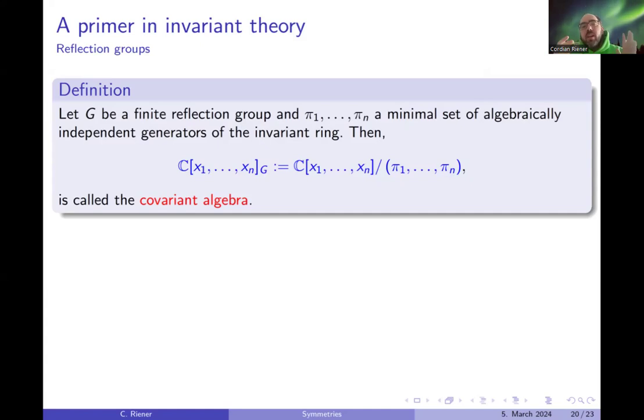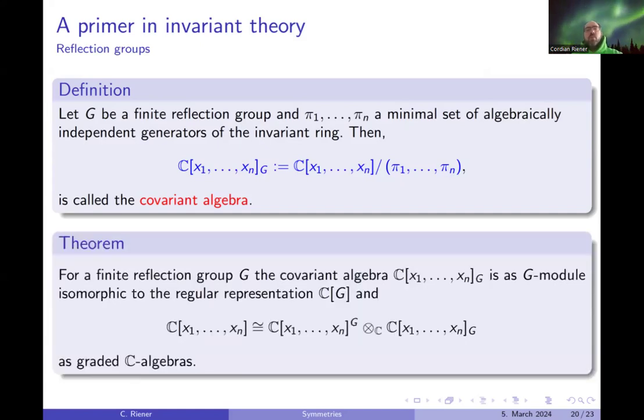I get an algebra, and this algebra is called the co-invariant algebra. And there's another theorem that we will use on Thursday, so this is why I will just briefly mention it, but we will come back on Thursday. Actually, this covariant algebra has very nice properties, namely it's a finite dimensional vector space in general, but it also has a group action, and as a group action, it's actually isomorphic to the regular representation, and one can actually use this to get a nice basis for this free module of polynomials over the invariant ring.